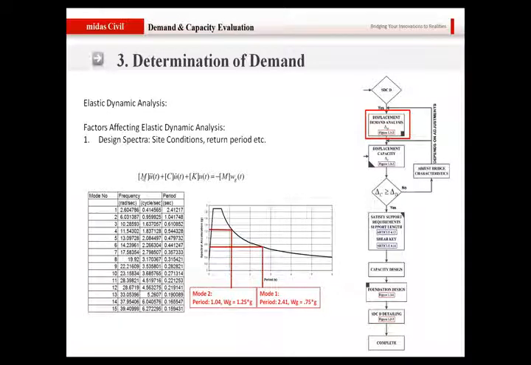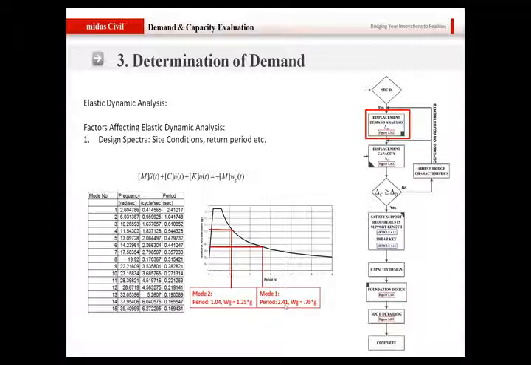Here you can see that the mass matrix multiplied by the acceleration, the damping multiplied by the velocity, and stiffness multiplied by the deformation will be equal to the mass matrix multiplied by the acceleration. Now this acceleration will be obtained from the response spectra. So here you can see that the different modes are listed, the frequency is listed, the period is listed. If you talk about mode 1, the acceleration will be taken from the response spectra in this fashion.